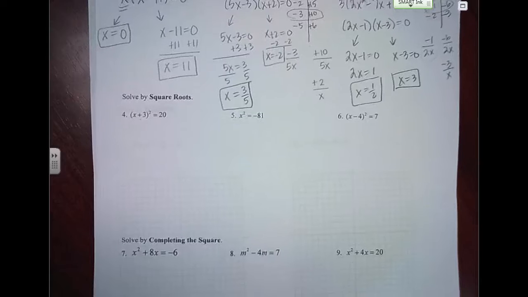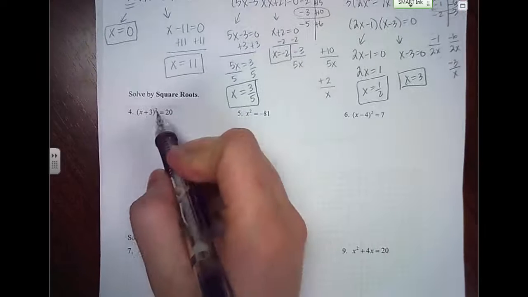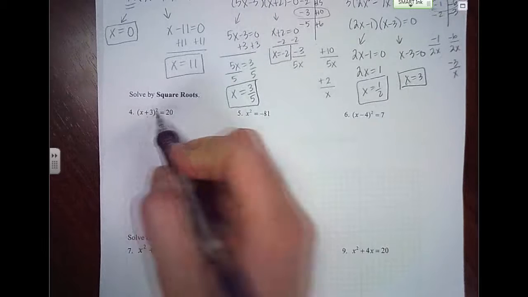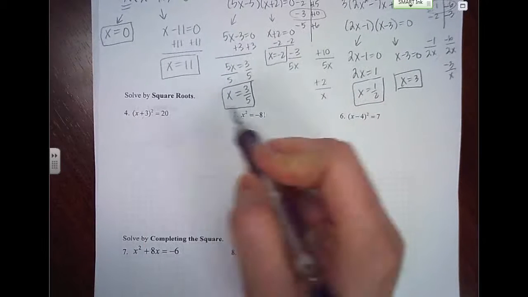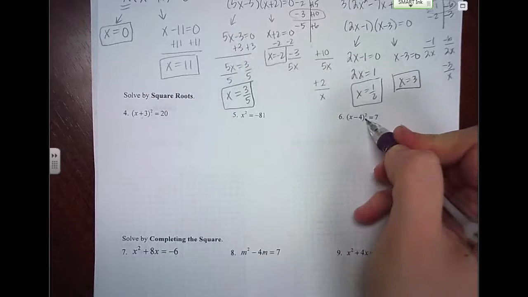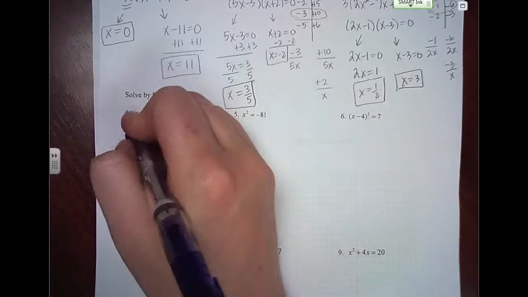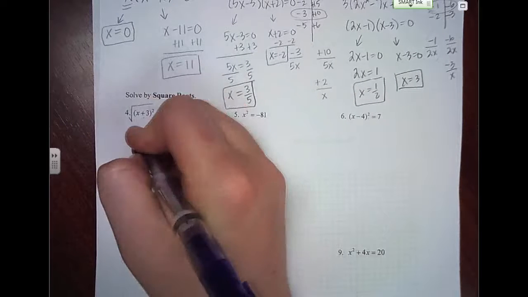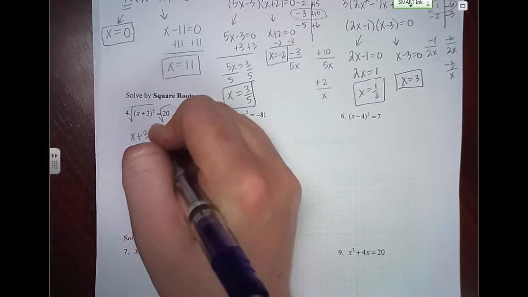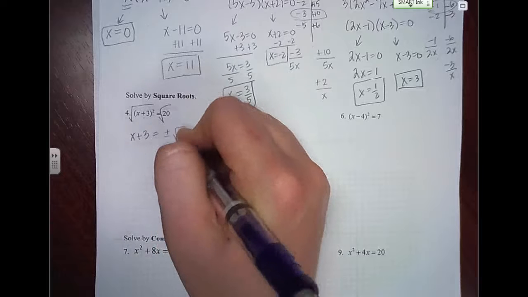Okay, solving by square roots. So here we want to get rid of the square, but remember you have to isolate the square first. So this one's isolated, this one's isolated, this one's isolated as well. So here we'll square root both sides. So when I square root, I get just 1x plus 3 equals plus or minus square root 20.